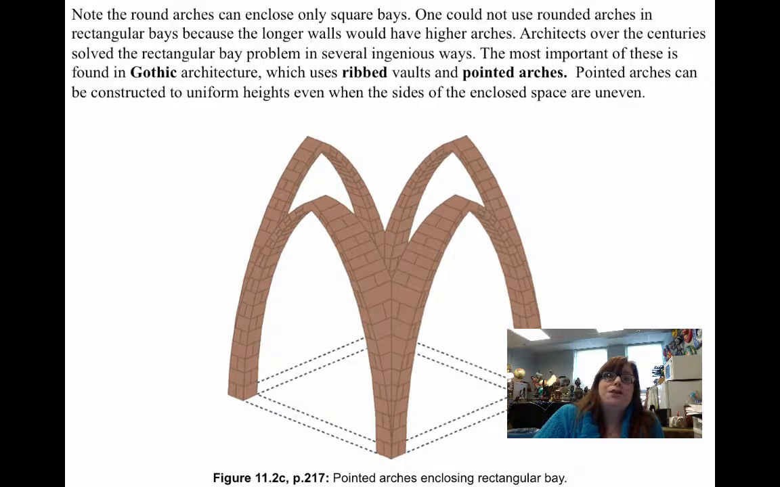So round arches can only enclose square bays. One could not use rounded arches in rectangular bays because the longer walls would have higher arches. So architects over the centuries solved this problem in several ingenious ways, and the most important of these is from our Gothic architecture, which uses ribbed vaults and pointed arches. And pointed arches could be constructed to uniform heights even when the sides of the enclosed spaces are uneven.